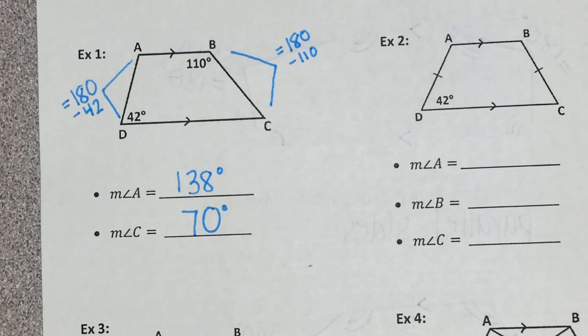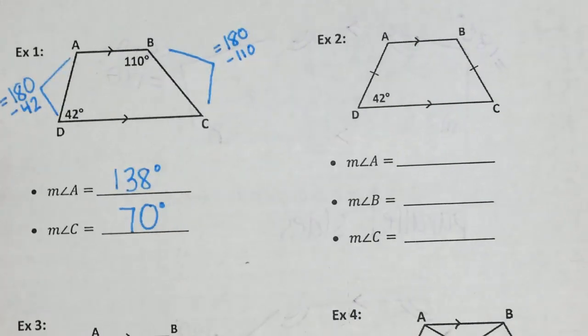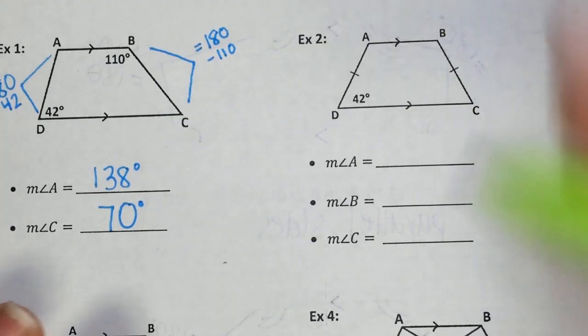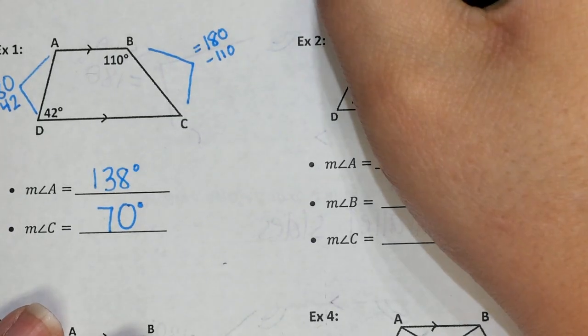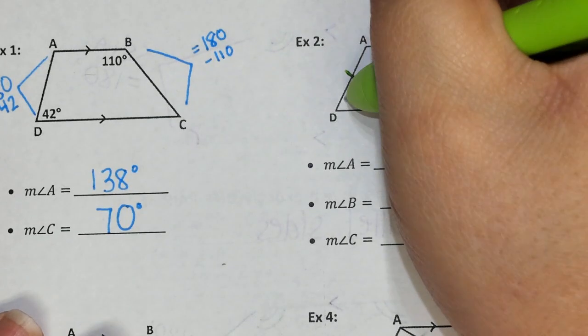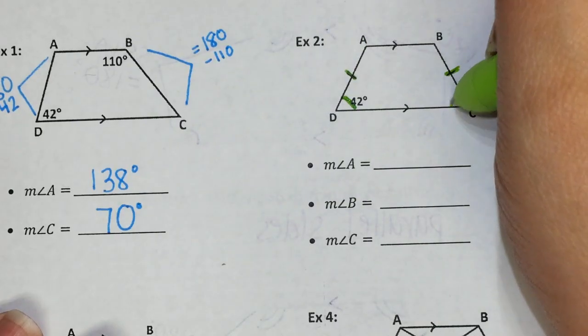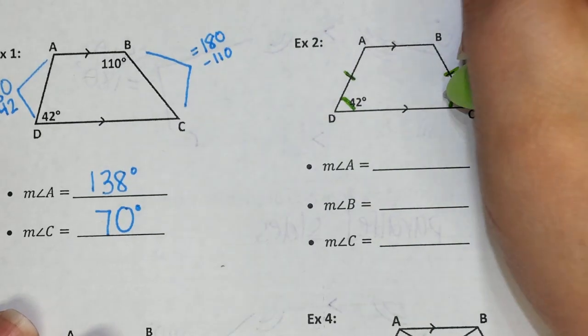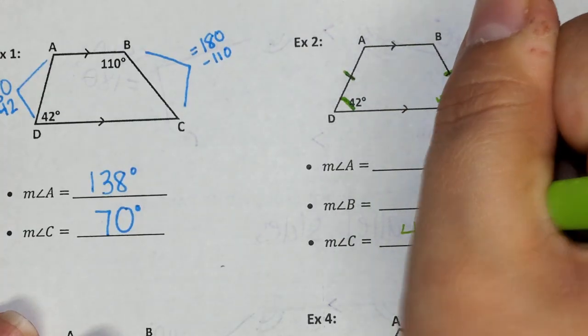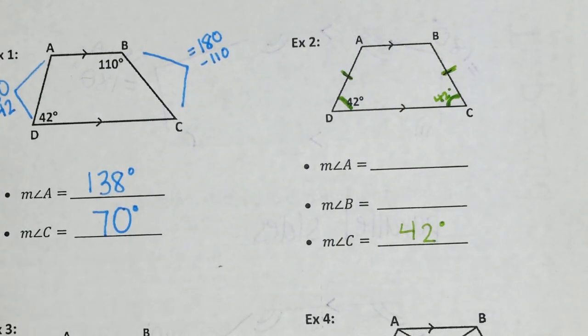Am I going too fast? Number two. What do we notice about number two? It's isosceles. Everybody bold those little tick marks so you see them. Because it's isosceles, what do I know about angle D? Everybody draw arches on D and C. So what is angle C going to be? 42 degrees.